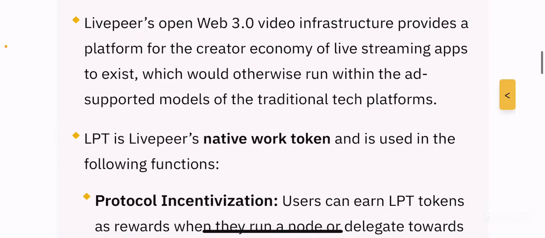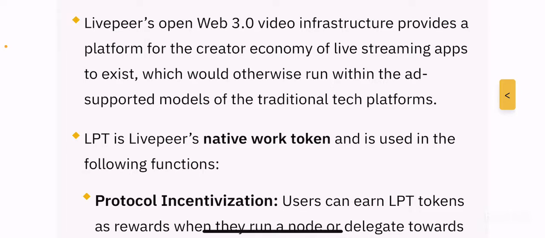So that's Livepeer for you. Livepeer's open Web 3.0 video infrastructure provides a platform for the creator economy of live streaming apps to exist, which would otherwise run within the ad-supported models of the traditional tech platforms, right? It's kind of an easy project to understand, because YouTube serves ads, and that's how centralized systems work. They want to make money by grabbing their viewers' attention, and one of the best ways to do it is by serving ads on videos created by content creators, and YouTube takes a cut of that because it's hosted on its centralized creator platform, right?